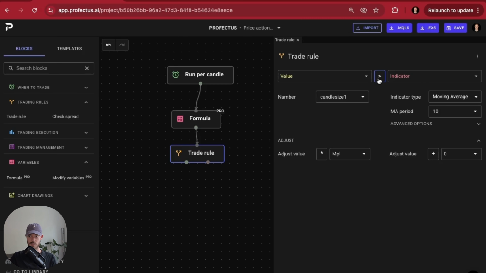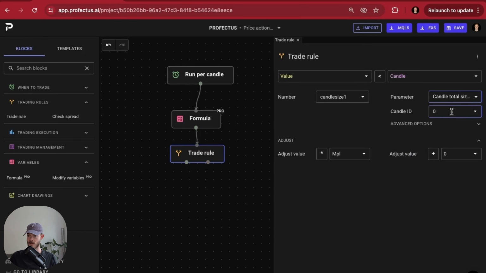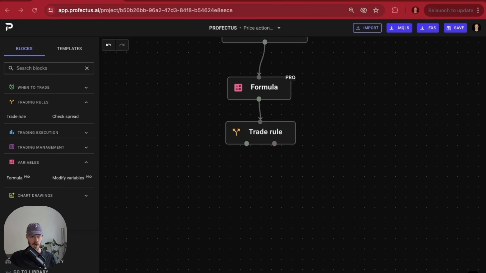So this one has to be smaller than the candle total size. So here again, we pick the candle from the list, the candle total size in pips, from the candle ID number 1. So one candle before, not two candles before. We close that one. And now it's about checking, do we have a so-called 50% candle, imbalance candle, as we have learned just before.